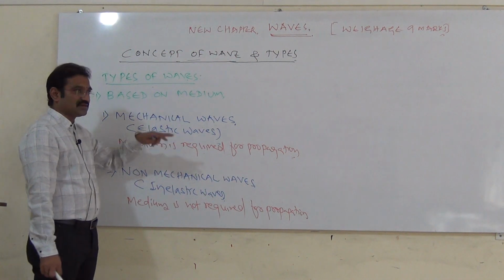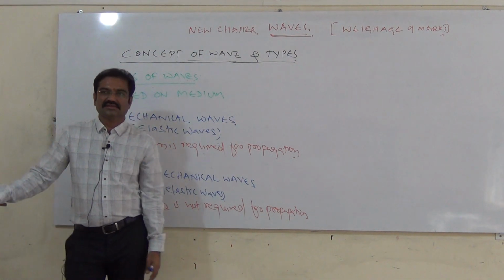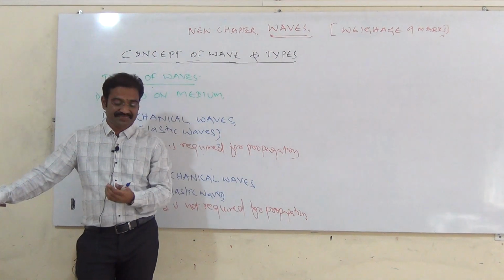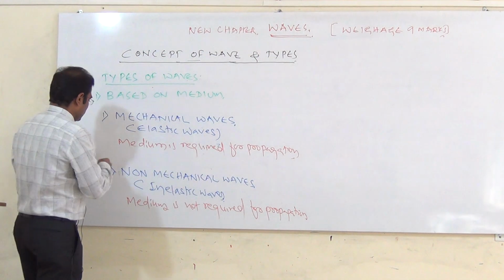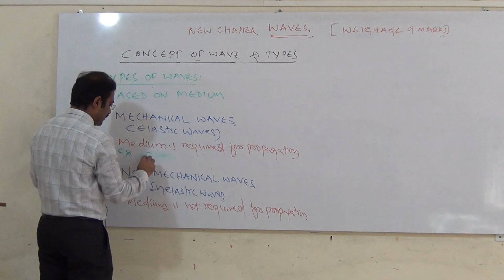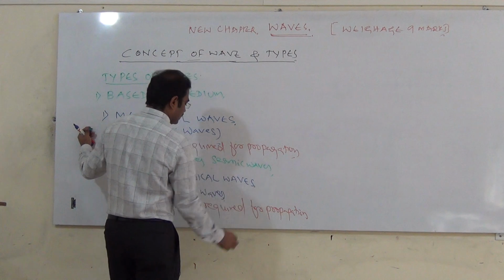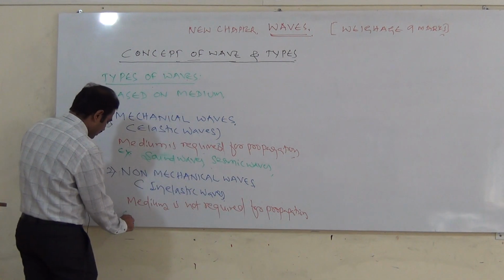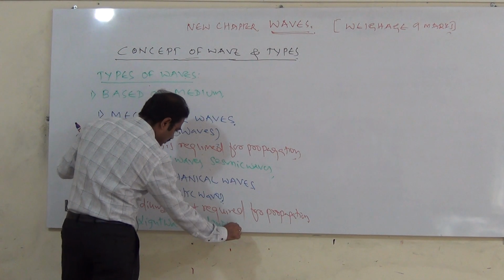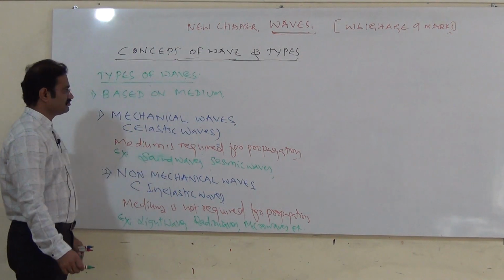For the propagation of the mechanical waves, there must be a requirement of the medium. For non-mechanical waves, medium is not necessary. Without medium also, the waves can propagate. It means vacuum also they can propagate. The examples I can write: for mechanical, one is the sound waves, another one is seismic waves. For non-mechanical, examples are light waves, radio waves, microwaves, etc. So this is what is based on the medium.